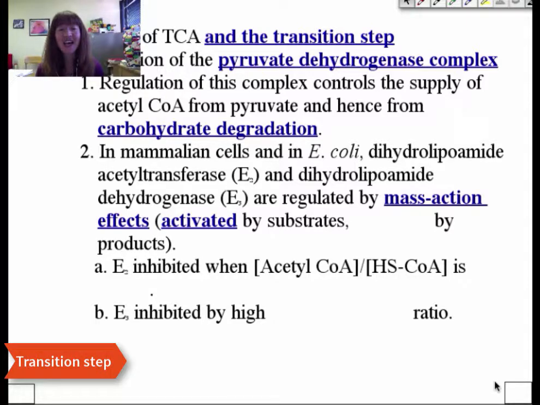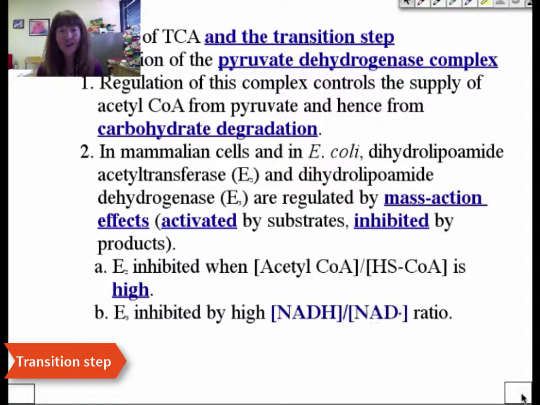So we recognize then that the substrates will activate and the products will inhibit. So E2, namely the dihydrolipoamide acetyltransferase, is going to be inhibited when acetyl-CoA as compared to coenzyme A is high. Remembering back, acetyl-CoA is a product, so it will inhibit. So if it's high, that's when it's going to be inhibited. And we can recognize E3 being inhibited likewise when we have high NADH product over lower reactant NAD+. So we're recognizing those impacts of mass action ratios. Awesome. Pyruvate dehydrogenase is also regulated in another way, and we need to go on and talk about that more convoluted way next.